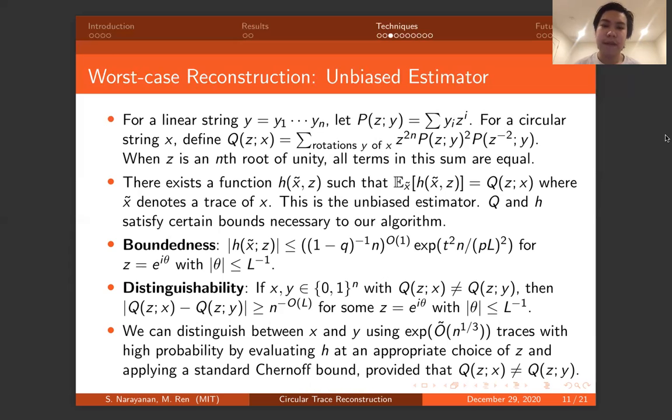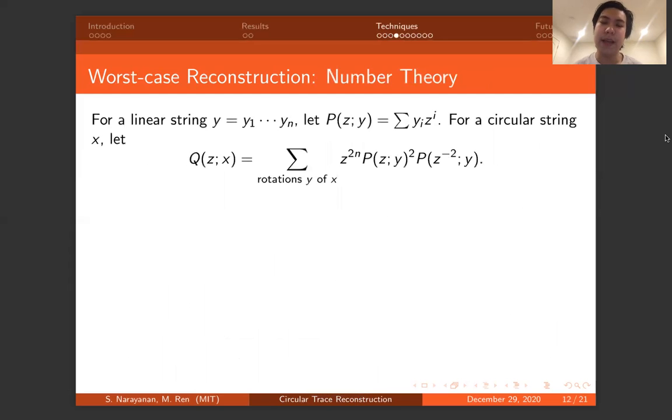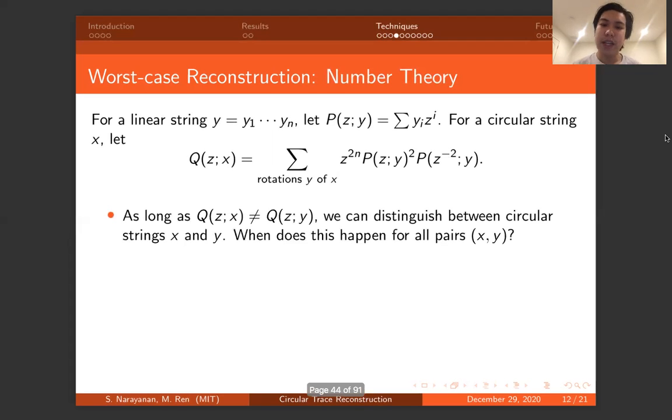Now the issue here is whether qzx and qzy are different as polynomials. So again, we define pzy and qzx for linear strings y and circular strings x. Because we're summing over all rotations of x, if we cyclically shift x, then qzx remains unchanged. But there's a possibility that for different cyclic strings, x and x prime, qzx and qzx prime turn out to be the same because we're summing over all rotations. So the question is, when can we distinguish between different circular strings x and y using qzx?